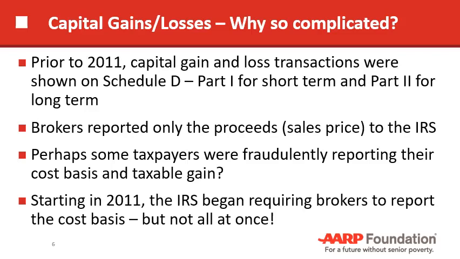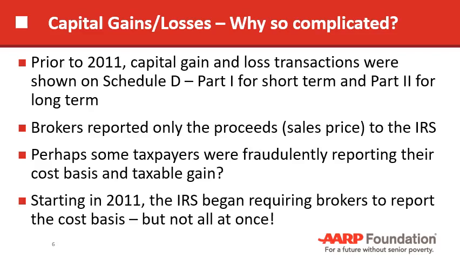I'm going to digress for a little bit. Why is this so complicated for reporting transactions? Before 2011, there used to be only a Schedule D, which had a part for long-term and a part for short-term transactions. Brokers reported only the sales price, the proceeds, to the IRS. So somebody thought maybe taxpayers weren't being totally honest. So a law was passed prior to 2011 that required the reporting of cost basis starting in 2011.